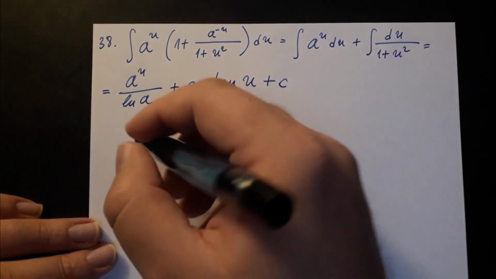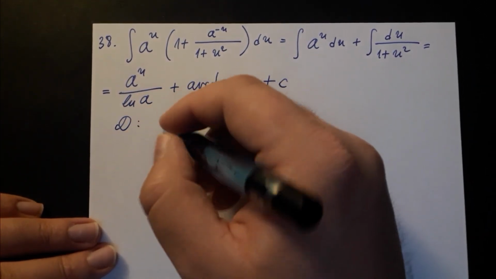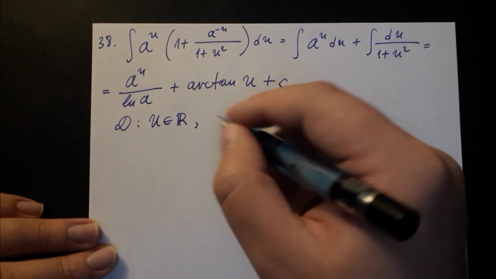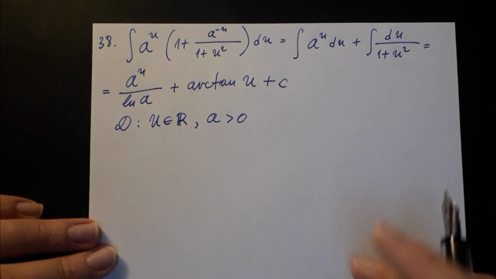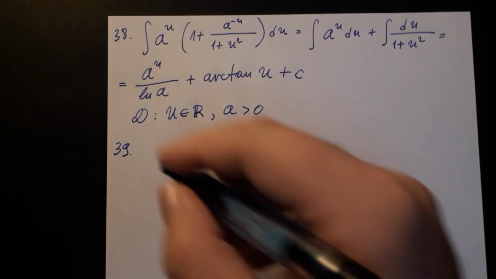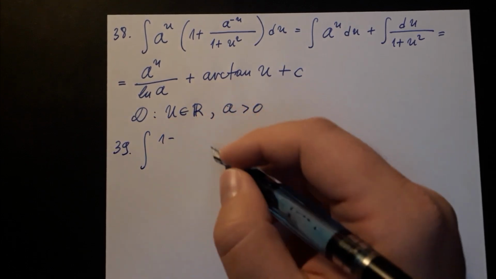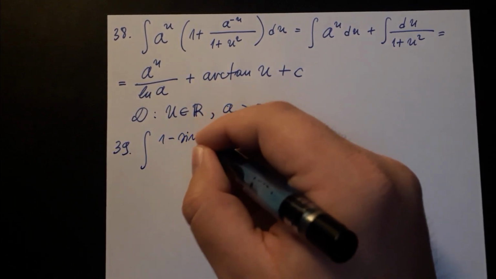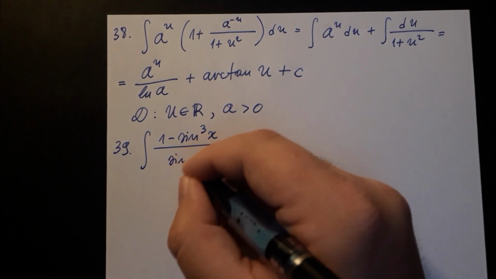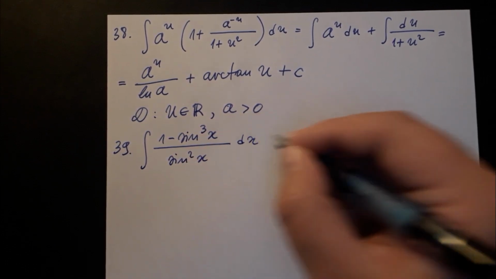And of course this integral is defined for all the u's, which are real numbers, and a has to be larger than 0. Integral number 39 on our list is an integral of 1 minus sine cubed of x divided by sine squared of x dx.